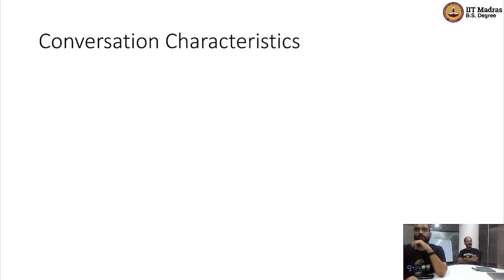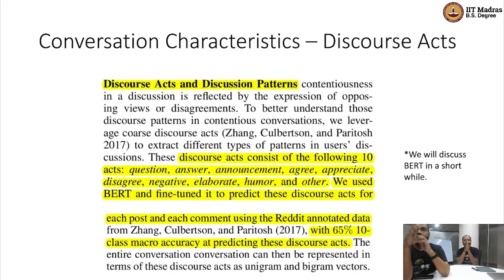So having described what the data was, now to reach the stage where we can say whether a post was contentious or not, or that this post was contentious because it had this particular characteristic, we have to create some features for these posts. Right. Again, this is a good point to call back to what we saw during week 3, where we said to classify a text as positive or negative, you would have to convert it into features. Right. So some of the features that authors use are listed here. These are called discourse acts or discourse patterns. Discourse acts are basically these broad 10 categories.